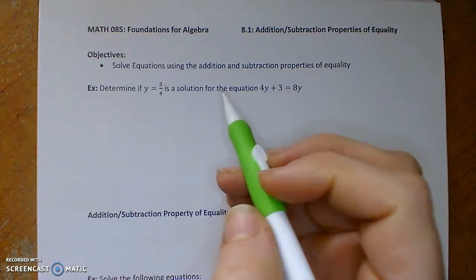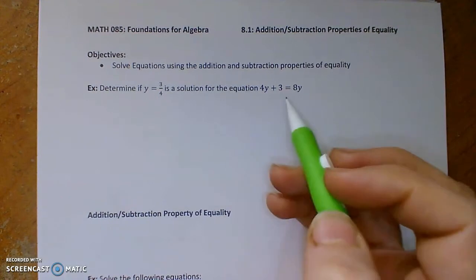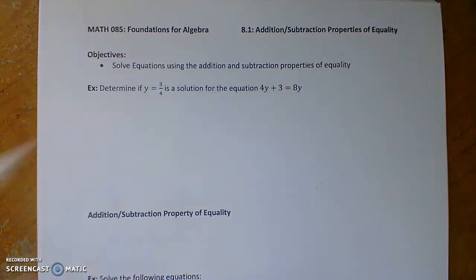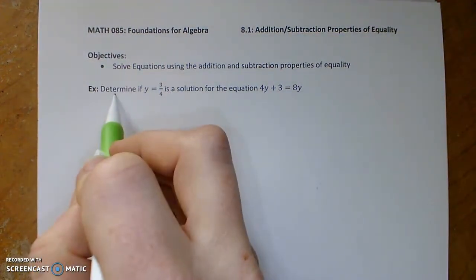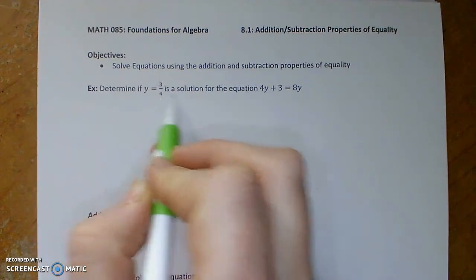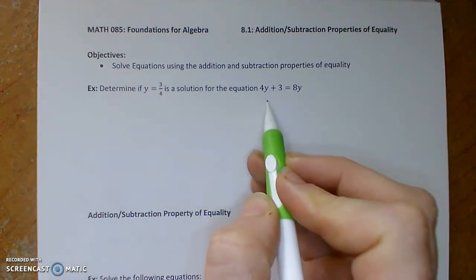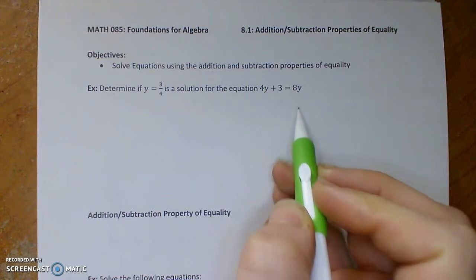So on this first section, we'll be solving equations using the addition and subtraction properties of equality. In order to solve equations, we need to know what a solution to an equation is. So let's determine if y equals 3/4 is a solution to this equation, 4y plus 3 equals 8y.